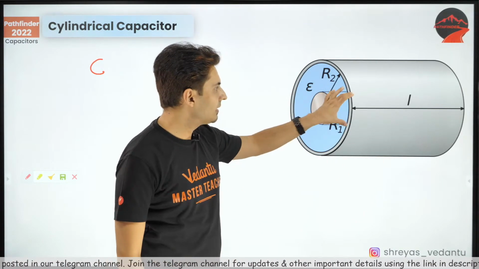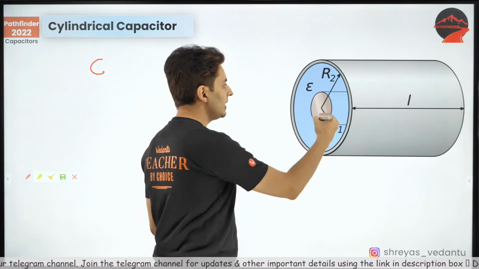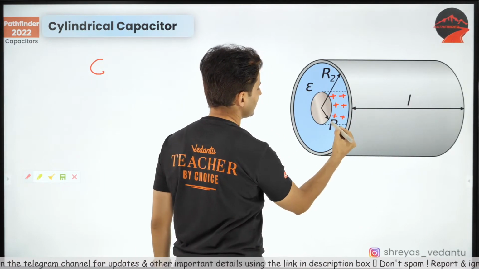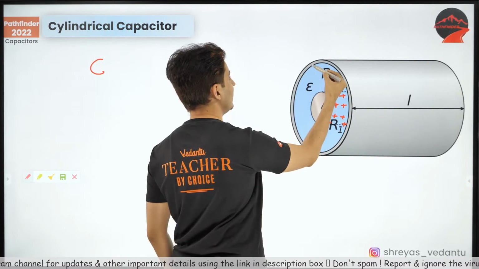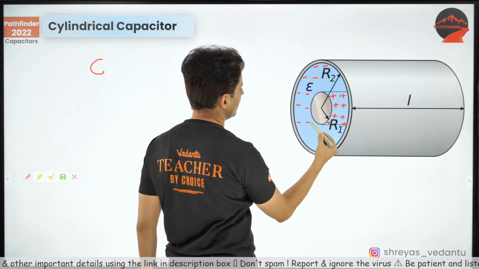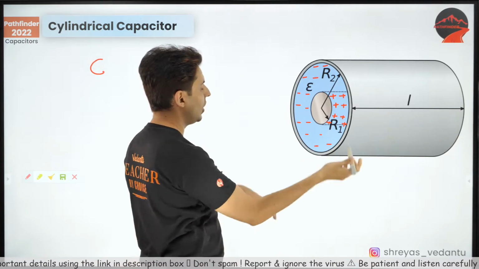There is an inner cylinder, there is an outer cylinder. The inner cylinder will have some charge. Let's say like this, the inner cylinder has some charge. The outer cylinder will have exactly the opposite charge. Understand that? The outer cylinder will have exactly the opposite charge.